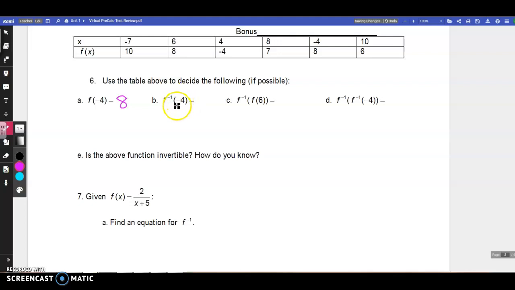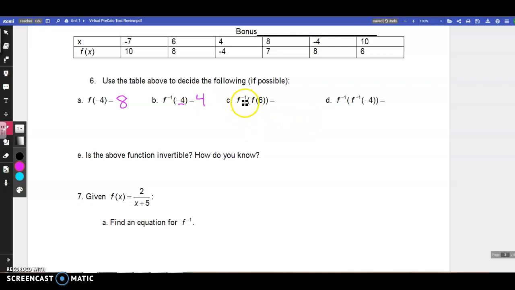Now, f inverse of -4. The key here is just figuring out what the heck does this mean. So this is a table for f. So f inverse of -4. This -4 is representing an output on my f table. So -4 as an output. That's right here. Corresponding input is 4. So f inverse of -4 is equal to 4.